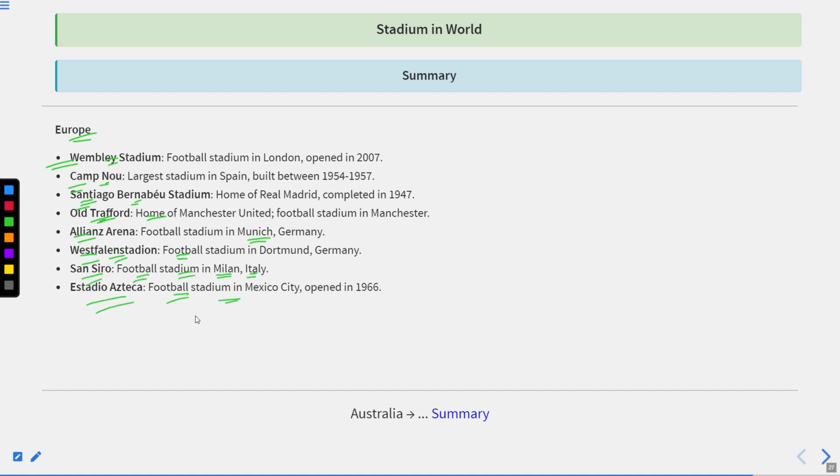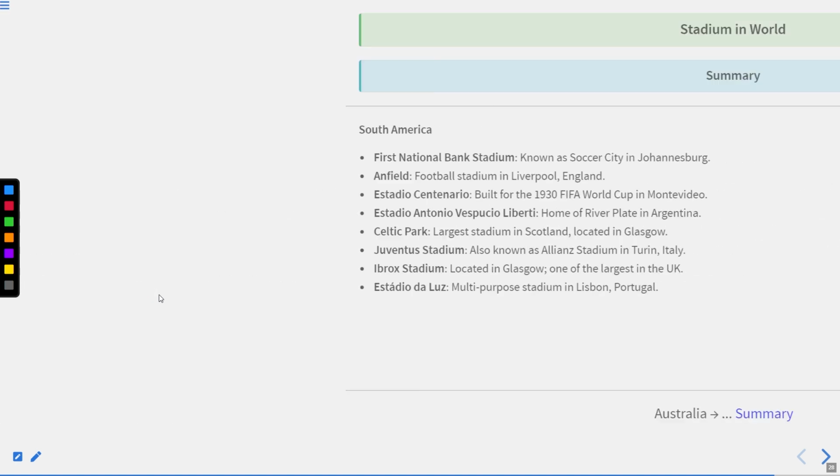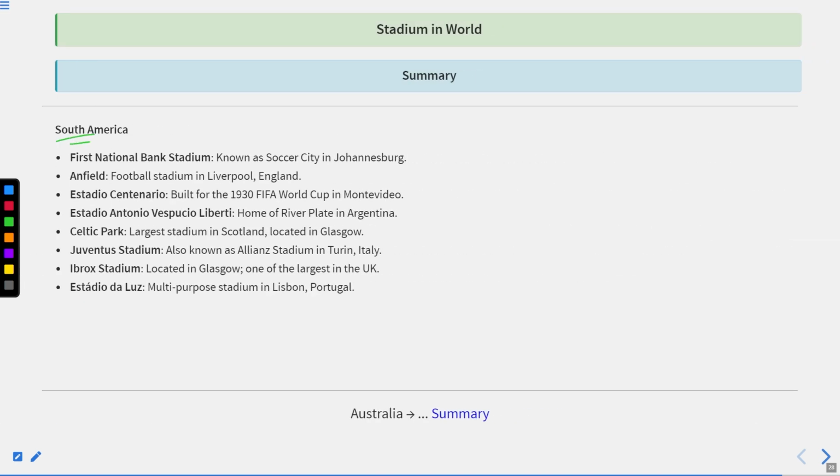Estadio Azteca, football stadium in Mexico City, opened in 1966. South America, First National Bank Stadium, Soccer City in Johannesburg. Anfield, football stadium in Liverpool. Estadio Centenario, 1930 FIFA World Cup in Montevideo. Estadio Antonio Vespucio Liberti, home of River Plate in Argentina. Celtic Park, largest stadium in Scotland, Glasgow. Juventus Stadium, also known as Allianz Stadium in Turin, Italy.